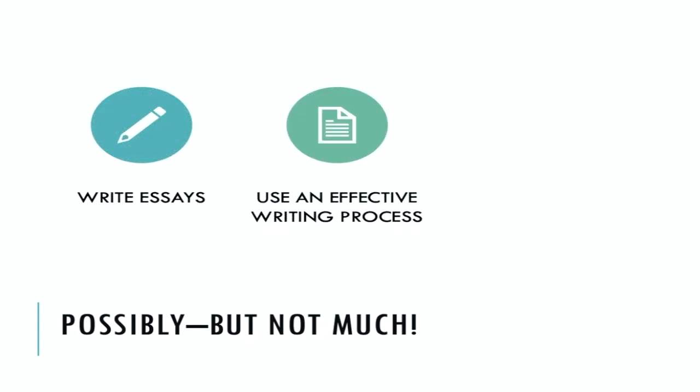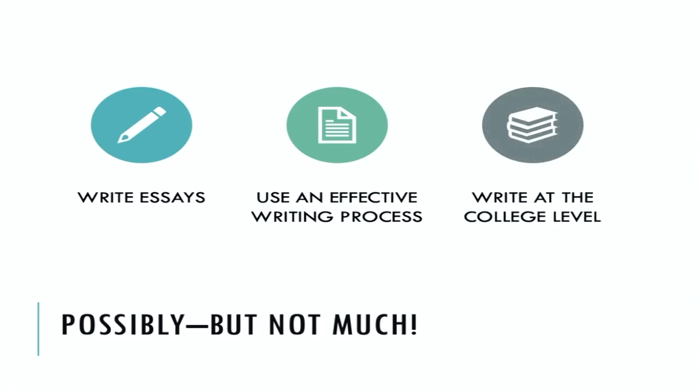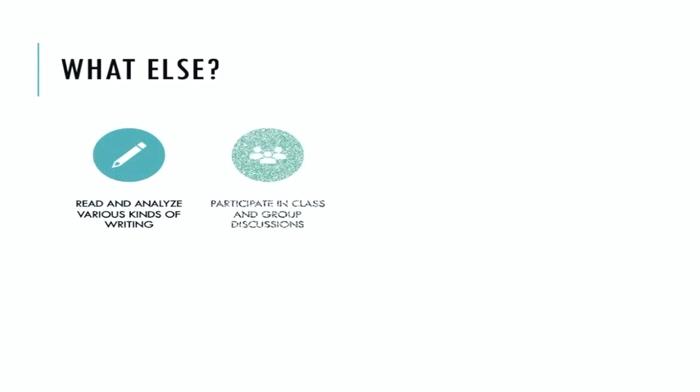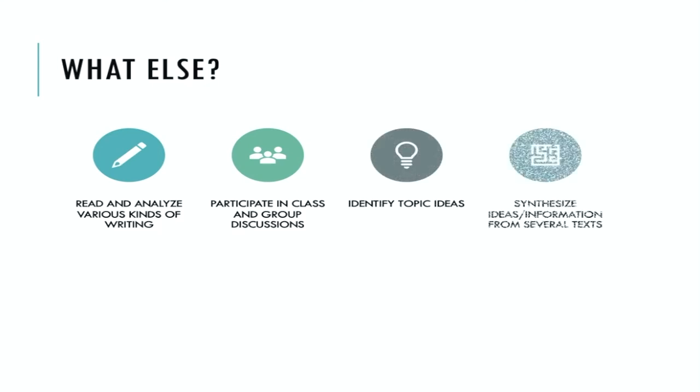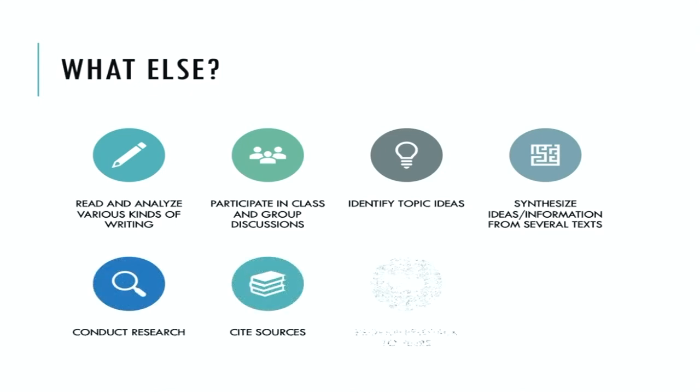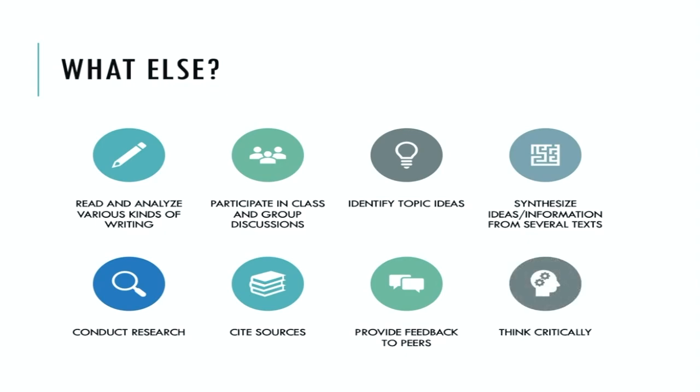But the focus of 101 is to practice writing essays while using an effective writing process and writing at the college level. Of course, you'll do a lot more, including some or all of these things. Read and analyze various kinds of writing, participate in class and group discussions, identify topic ideas, synthesize ideas and information from several texts in your writing, conduct research, cite sources in your writing, provide feedback to your peers on their ideas and writing, and practice critical thinking at all times.